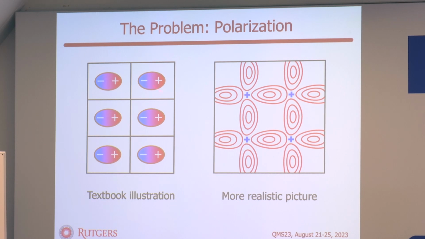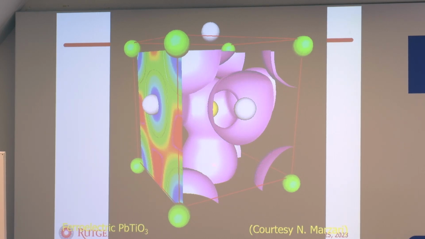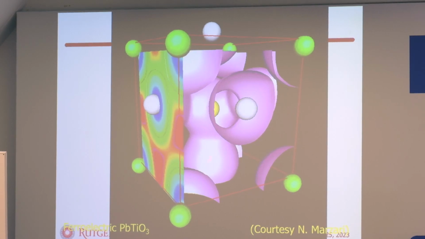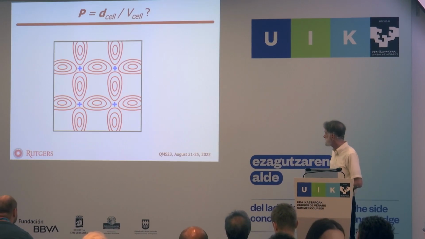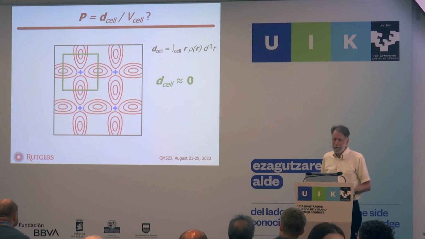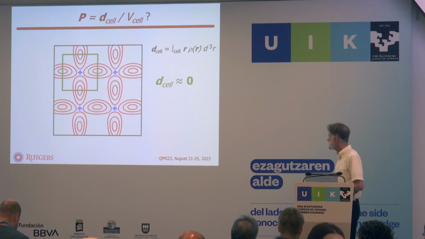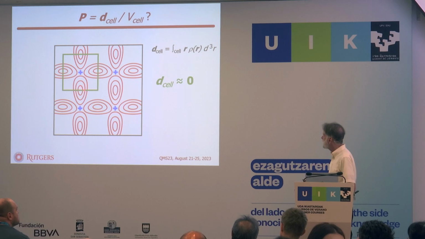Okay, so suppose you have a polarized crystal. In a textbook, it's usually built out of little polarized entities with vacuum in between, but I told you that real materials are not like that. Here's a picture that Nicola Marzari generated for us a long time ago of an isosurface of charge density in some lead titanate crystal. Obviously, there's no region of space where the charge density goes to 0, so the charge density is distributed. And so the first thought is let's calculate the dipole moment per unit volume, which is the polarization, by just constructing some unit cell and calculating its dipole moment.